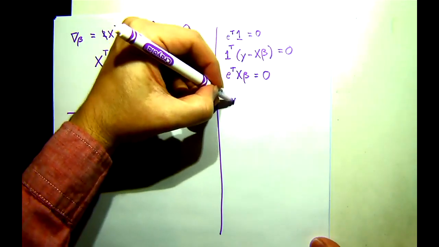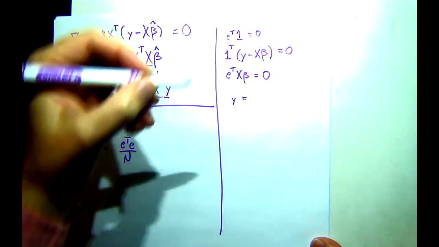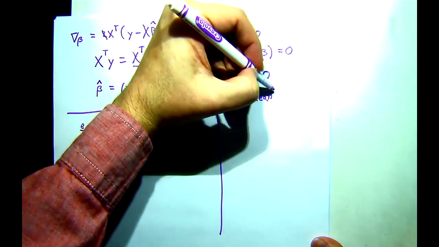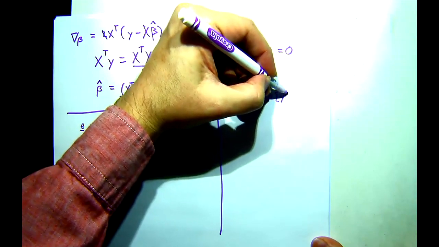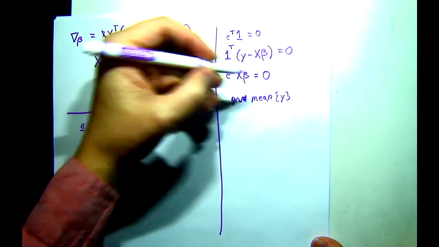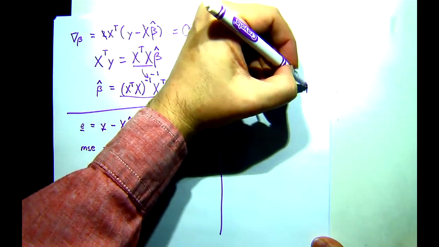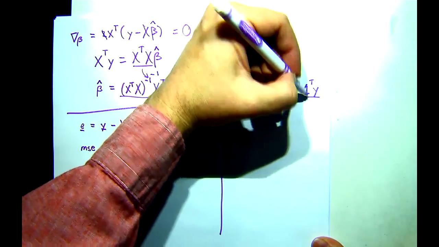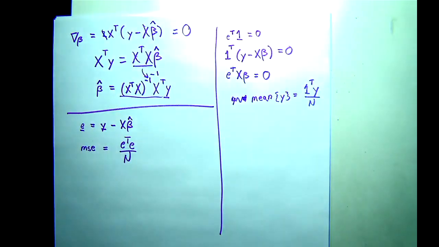Now for y, we can compute some statistics. One is the mean of y. Sorry, this isn't an equals. That's just the mean of y. And this is the one vector times y over n. So you add up all the y's, you divide by n, you get the mean. That's just a fancy way of writing that.